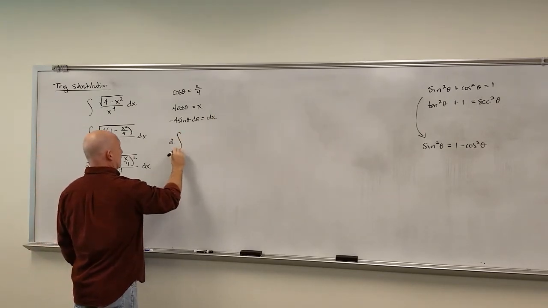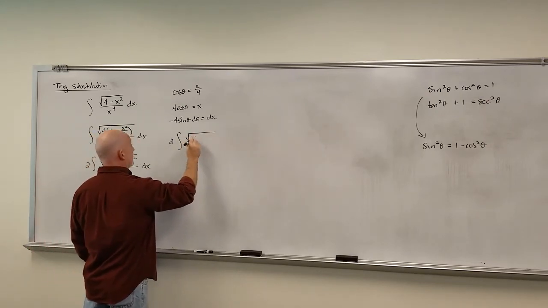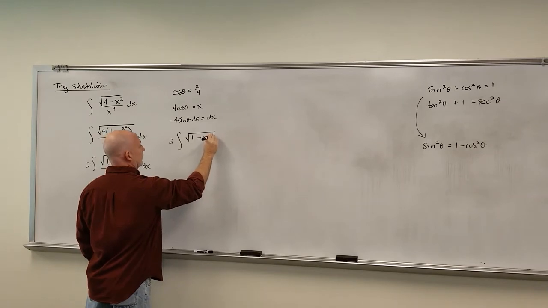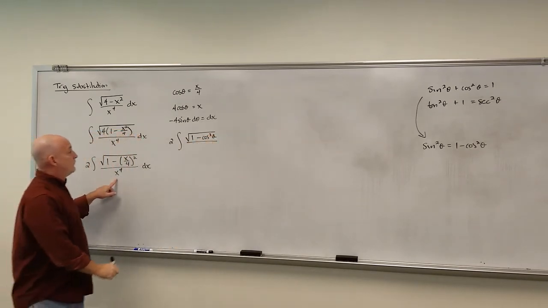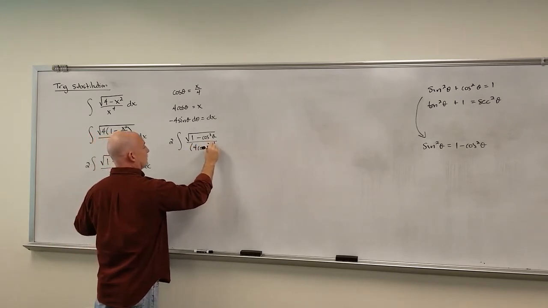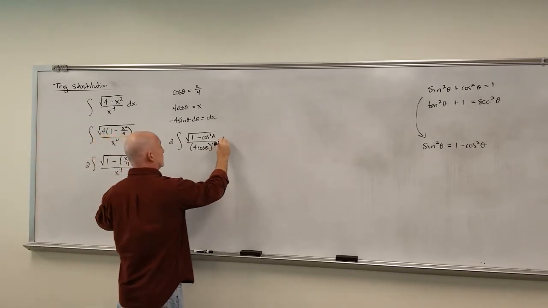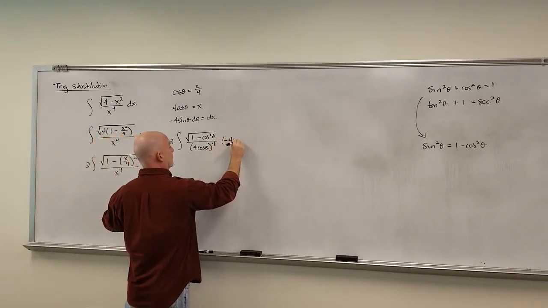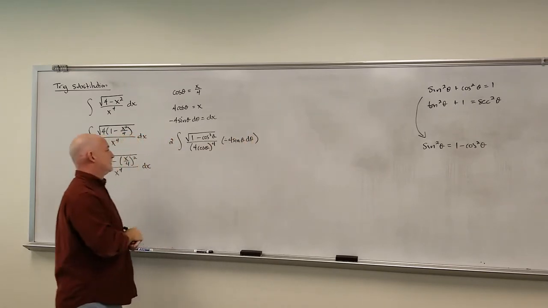So this is 2 times the integral. Inside our radical, that's going to be the square root of 1 minus cosine squared theta. Down here we have x to the 4th, so this is going to be 4 cosine theta to the 4th. And dx is negative 4 sine theta d theta.